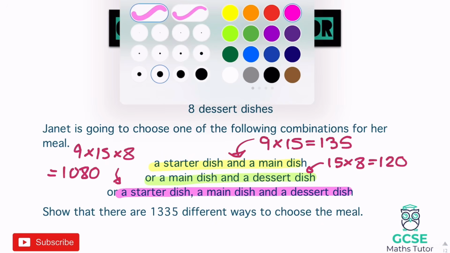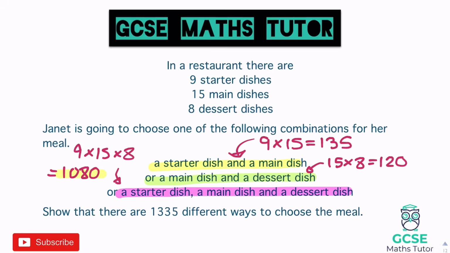Let's just highlight these up. We've got the 1,080, the 135 and the 120. And obviously it says show that there are 1,335 different ways to choose this meal. Well, she's got all these different options to choose from. So if we combine those all together, we've got 1,080 plus 135 plus the 120. And if we add those all up, let's just double check it's definitely going to answer that.